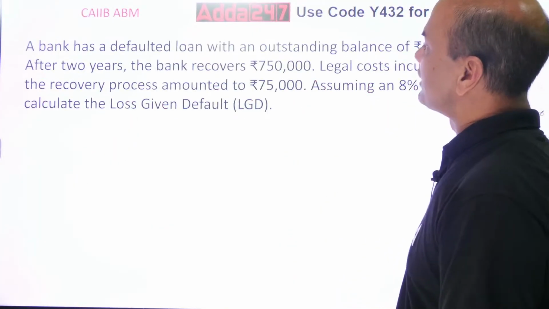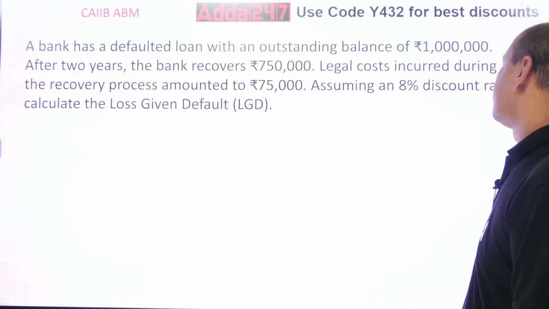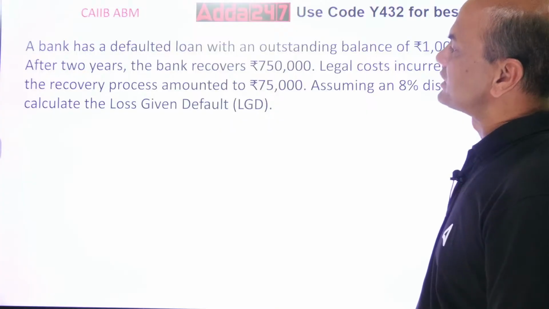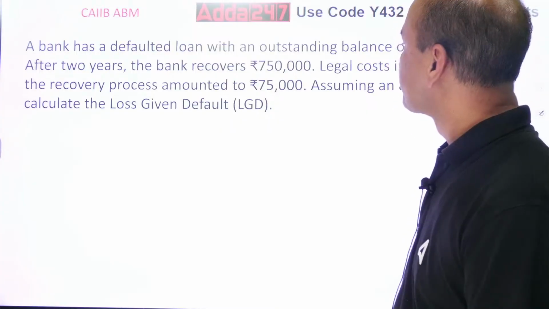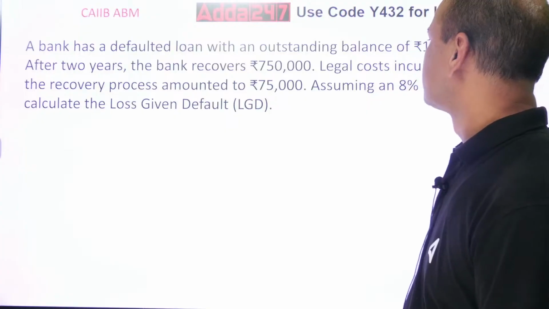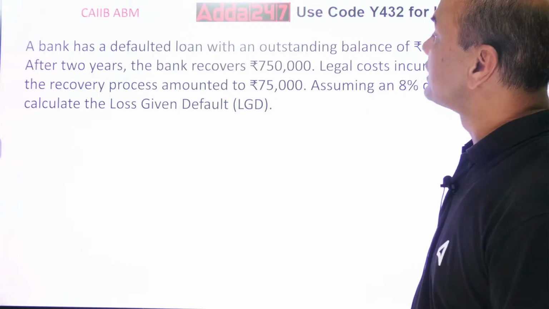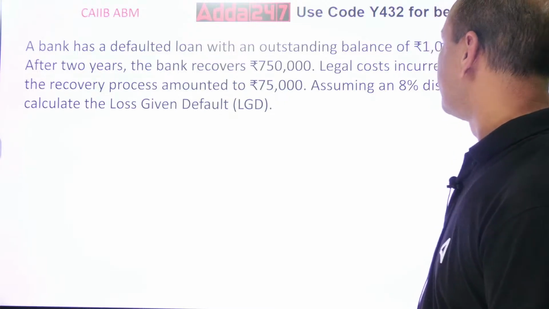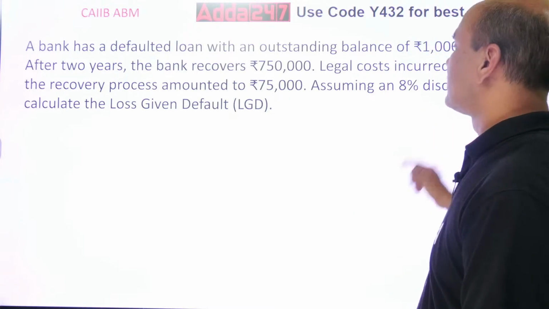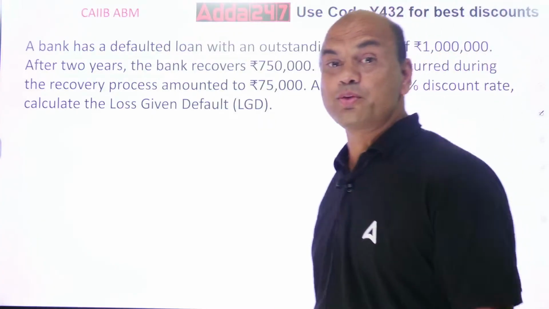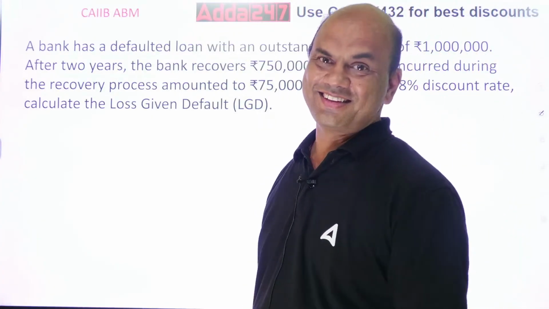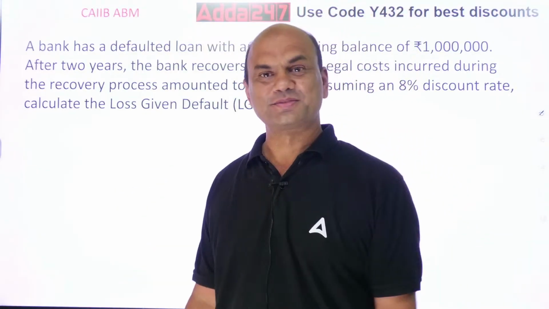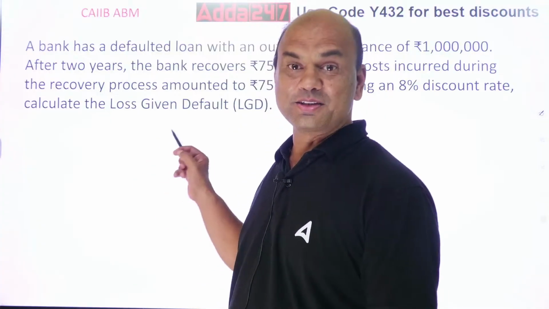A bank has a defaulted loan with an outstanding balance of 10 lakhs. 1 million means 10 lakhs. After 2 years, the bank recovers 7,50,000. Legal cost incurred during the recovery process amounted to 75,000. Assuming 8% discount rate, calculate the loss given default. This numerical you will not find anywhere in any of the books. Calculate the loss given default.